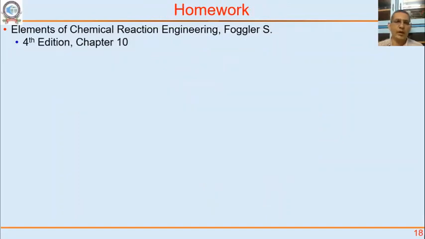Okay, so we'll stop this class here. We are looking at chapter 10 of 4th edition of Fogler's book. So you can revise, read that chapter accordingly. We are going to stop this lecture here. Look at all the concepts, try to understand all the concepts that we have done in this lecture. Revise, solve and read that chapter.